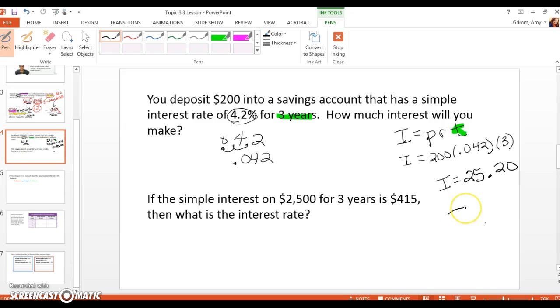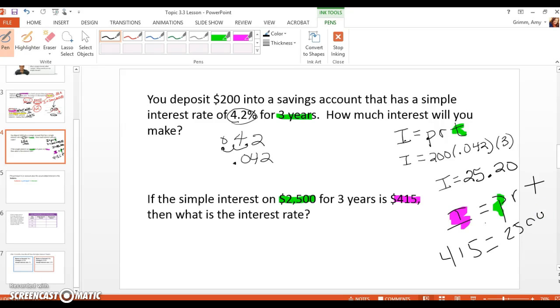Okay? All right, so the next one, if the simple interest on $2,500 for 3 years is $415, then what is the interest rate? So I'm still going to start with my I equals PRT. I'm going to fill in what I know. Okay, I know the interest is 415 because it tells me right there. So I'm going to go ahead and plug that in here. So 415 equals the principal. The principal is what I started with. So there's the 2,500, so I'm going to put that in.